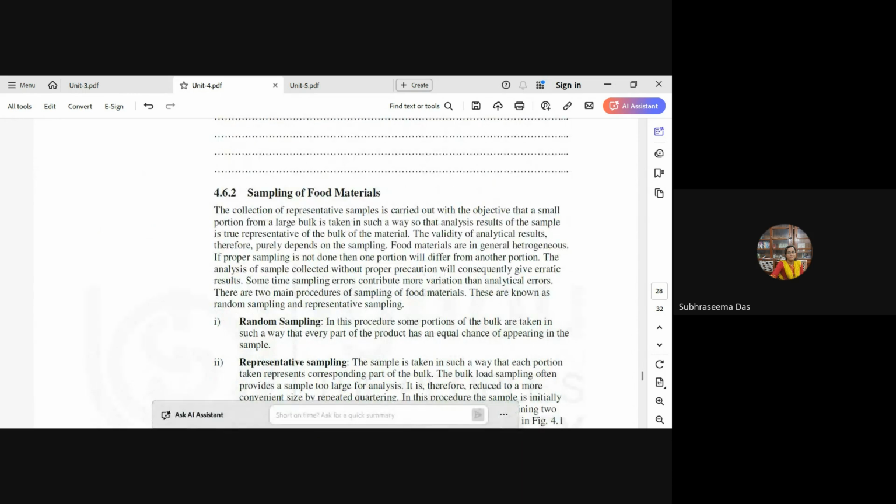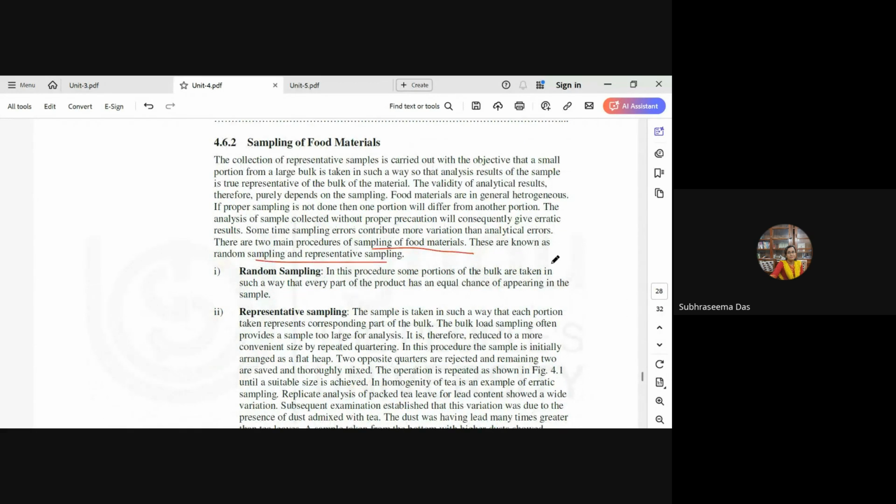Then coming to sampling of food materials. So this is how we do the sampling of solid waste. Then it also includes the sampling of food materials. Now, food materials also need to be analyzed for their quality for human consumption. So here, there are two main procedures for sampling of food materials. One is known as random sampling and another is known as representative sampling.